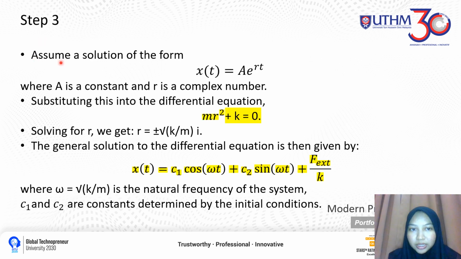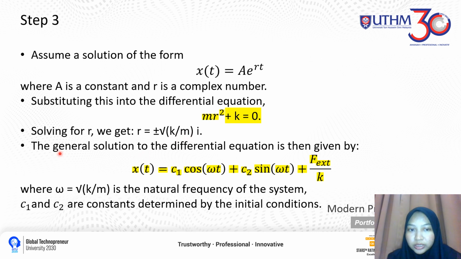For step 3, we assume a solution of the form x(t) equals A e to the power rt, where A is a constant and r is a complex number. Then we substitute into the differential equation. We get m r squared plus k equals 0. By solving this, we want to get r. So we get r equals plus or minus square root of k over m.